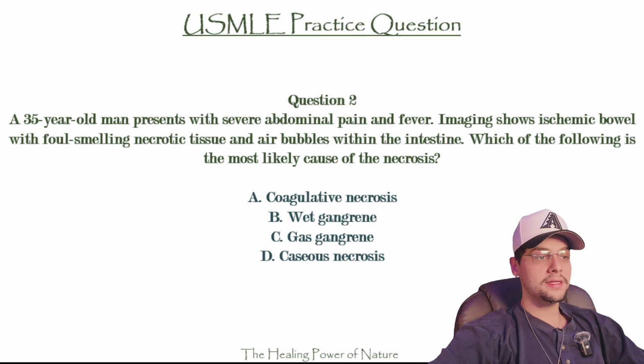So let's go on to the next question. I'll go ahead and give you a few minutes and then we'll come back and review. So if you chose C, that is correct. That's because the presence of gas bubbles, air, in the necrotic bowel tissue suggests gas gangrene, typically caused by Clostridium perfringens. So let's do one more.